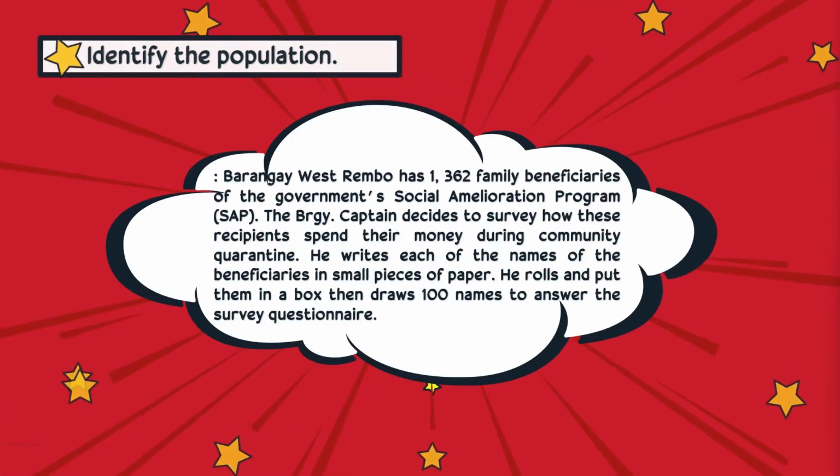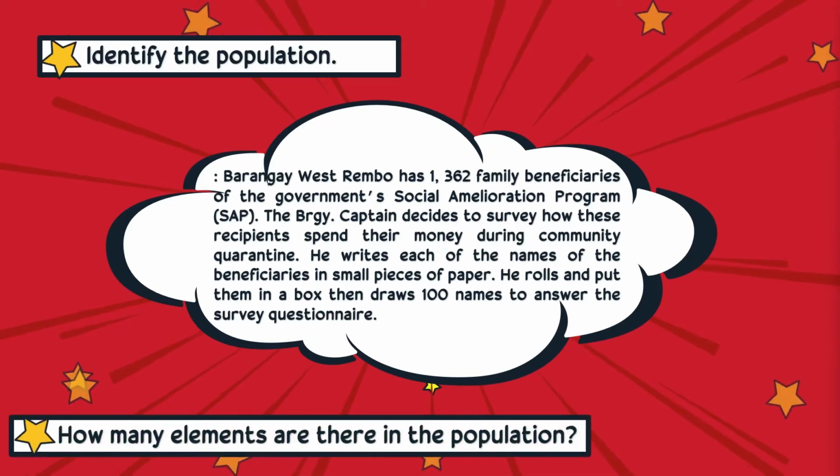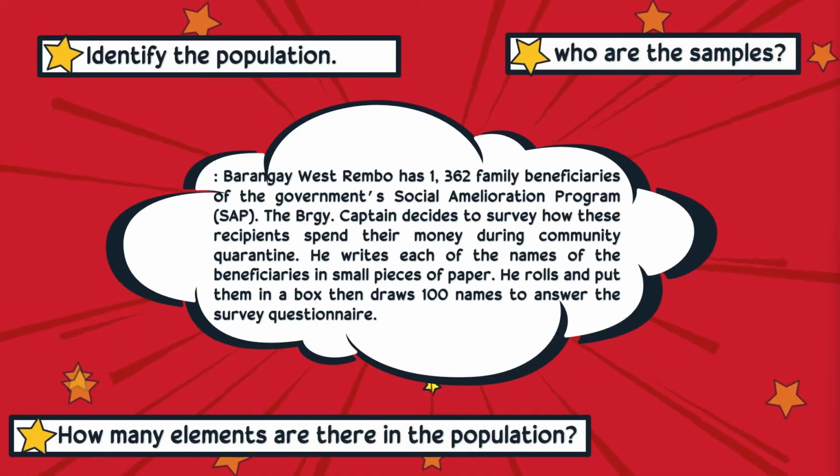The first question is, identify the population. Okay, the correct answer is the beneficiaries of SAP in Barangay West Rembo. Next question is, how many elements are there in the population? Okay, the correct answer is 1,362 family beneficiaries. Next question is, who are the samples? Very good answer. The selected beneficiaries of SAP.